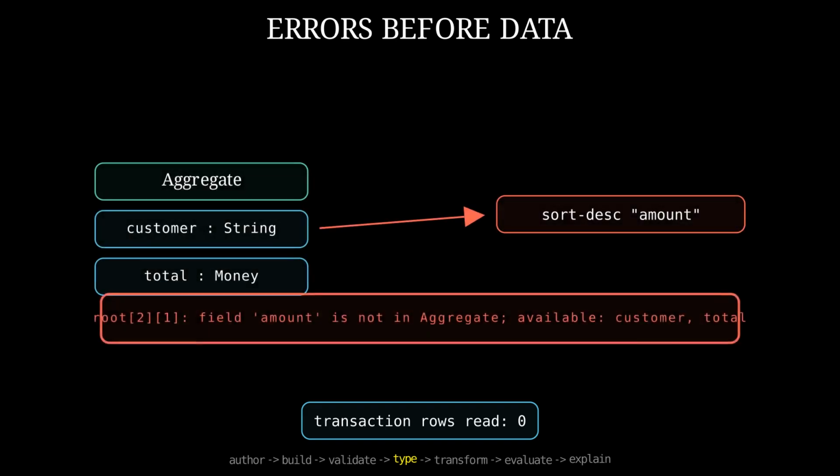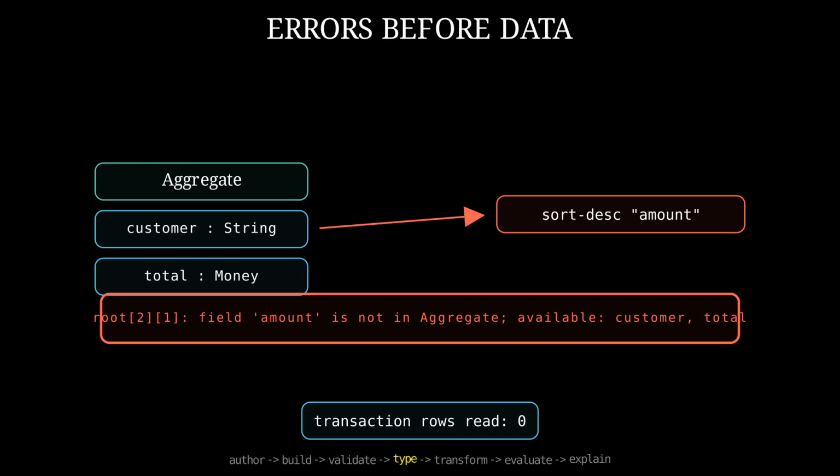Here is the quieter bug we already encountered. After sum, the rows no longer have an amount field. They have customer and total. Asking sort to read amount is therefore ill-typed at that exact argument. Both mistakes stop here, with a path to the bad node and zero rows read.